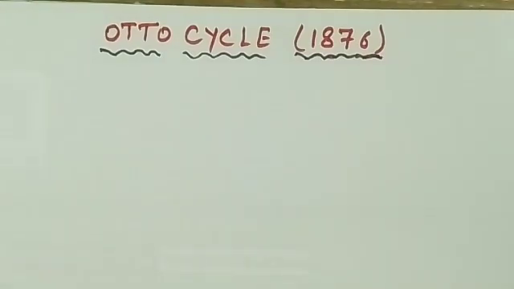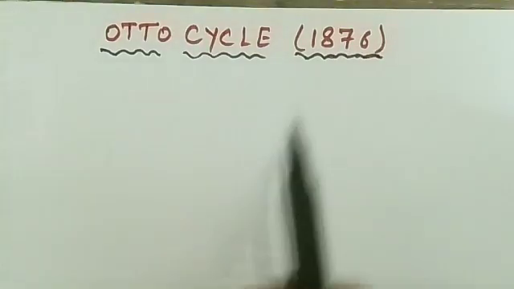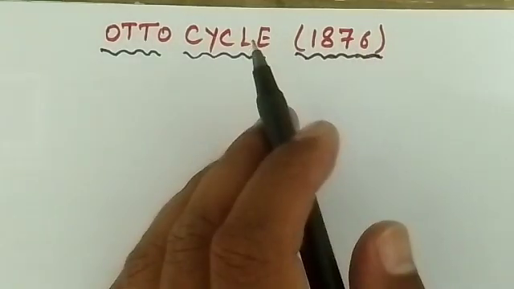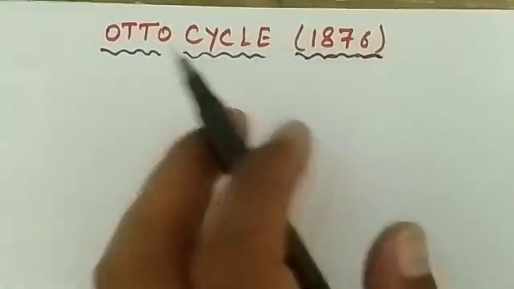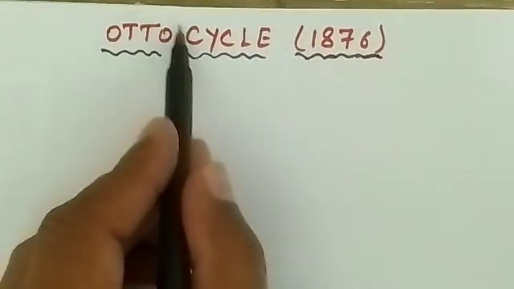In this video, we are going to discuss the Otto cycle. The Otto cycle is an air standard cycle which works on constant volume, meaning the heat addition and heat rejection happen at constant volume, with adiabatic compression and adiabatic expansion. The cycle was invented in 1876 by a German engineer named Nicholas A. Otto. That's why we give it the name Otto cycle.